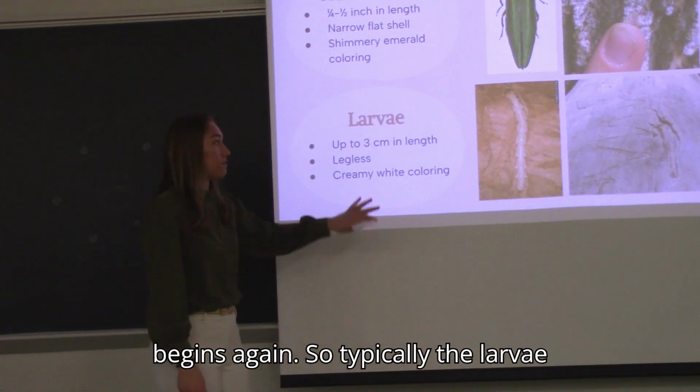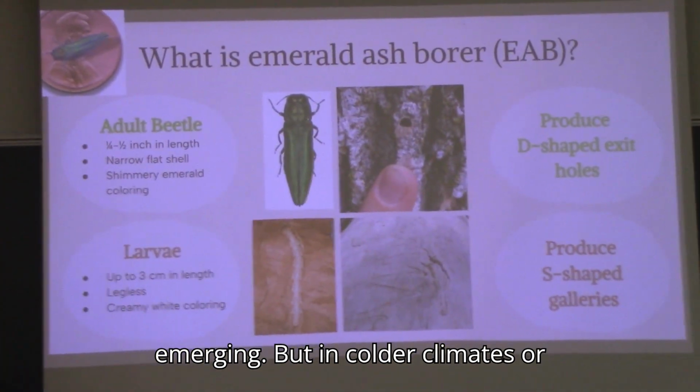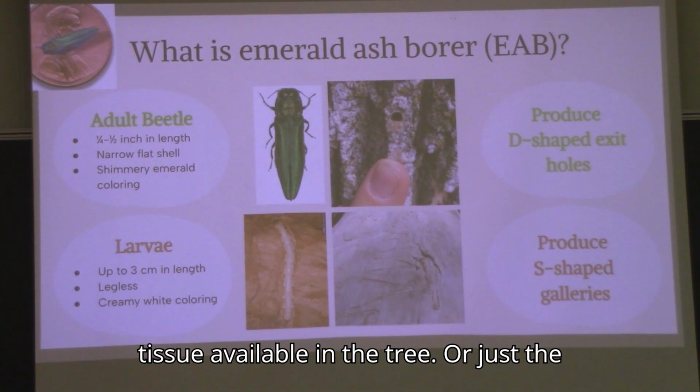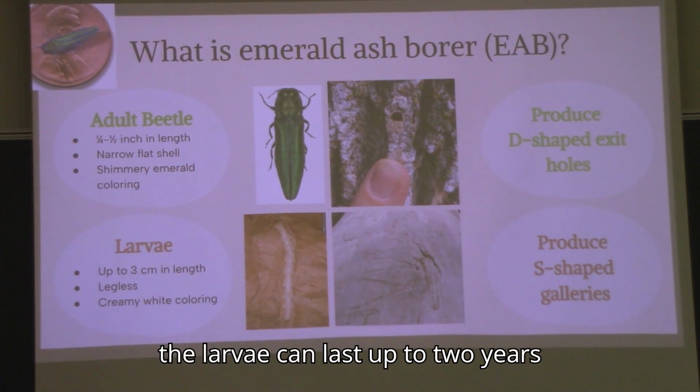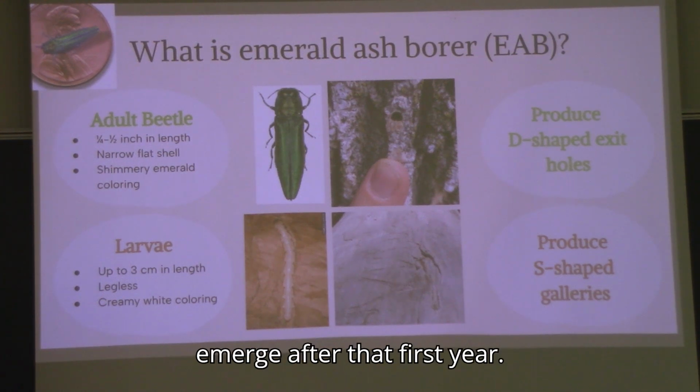So typically the larvae last 1 year in the tree before emerging, but in colder climates or healthier trees, there's more phloem tissue available in the tree, or just the cold climate reduces their activity, so the larvae can last up to 2 years inside of trees, rather than having to emerge after that first year.